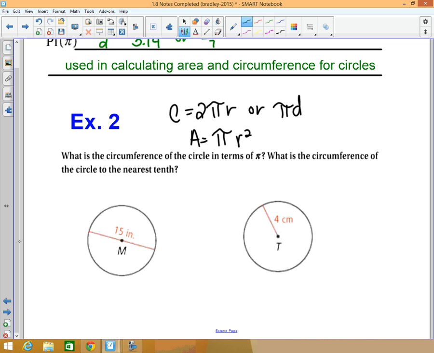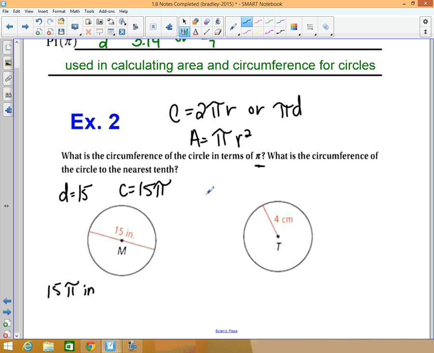Okay, so if I look at this circle right here, it says first, what is the circumference in terms of pi? Okay, so in terms of pi means that I don't actually multiply pi, I use the pi symbol. So if I'm looking for circumference, the diameter for this is equal to 15. So I'd say circumference is equal to 15 pi. Okay, and since it asks for in terms of pi, I would actually say 15 pi. So the answer would be 15 pi inches. Okay, and that's linear, so it would not be square.